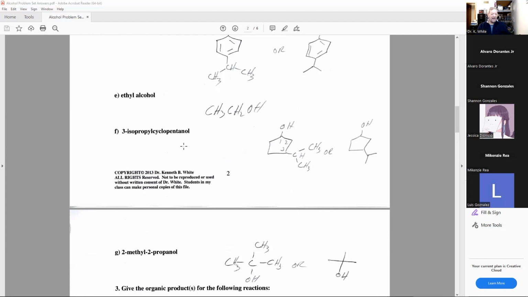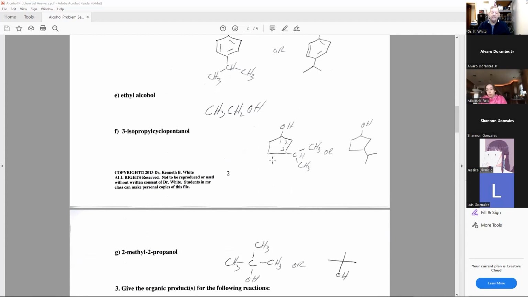Now, if we look at F, we start here. The -ol ending means alcohol. If that were an -e, cyclopentane, a ring. I'll pick any carbon, most of you are going to put it on the top, and I have my hydroxyl group. Next, I have an isopropyl group on carbon 3 of the ring. The hydroxyl group is always 1, and the isopropyl group is on 3.